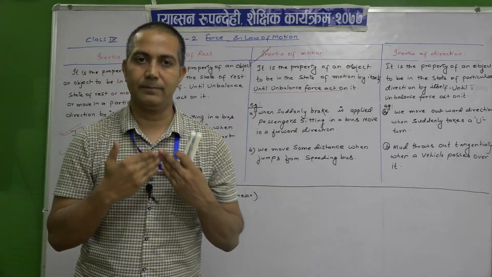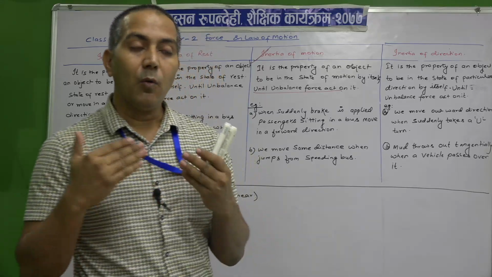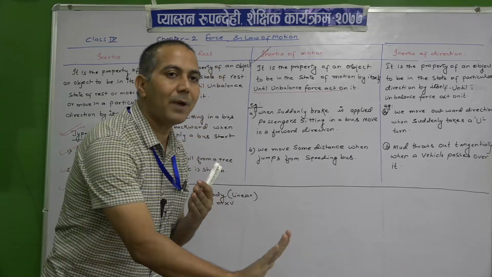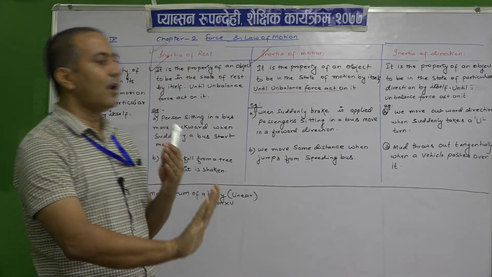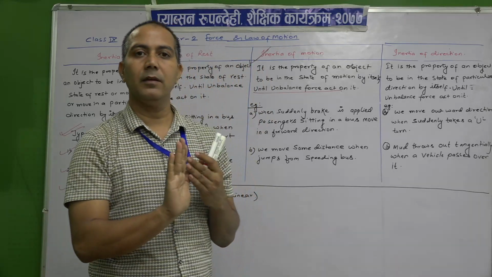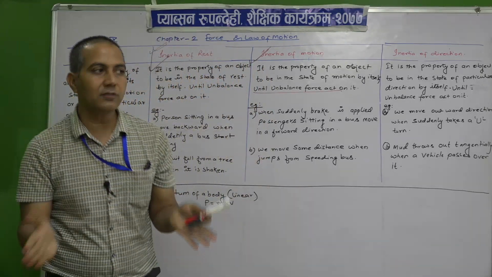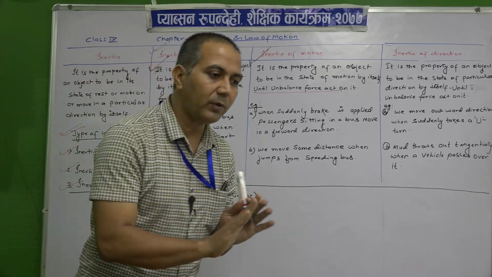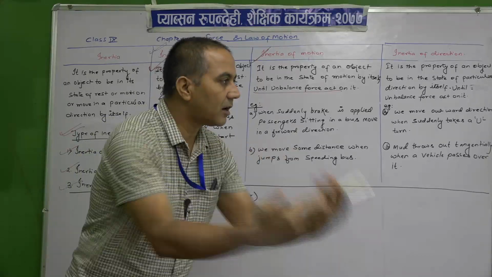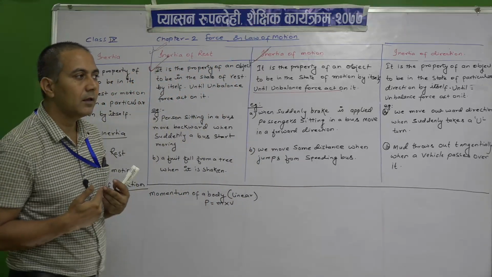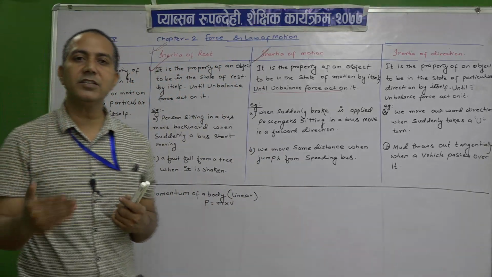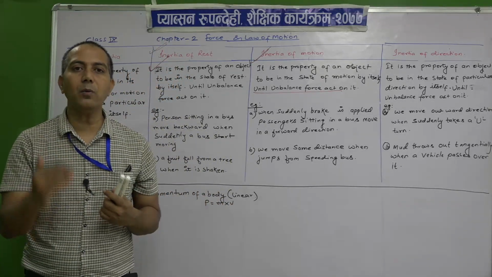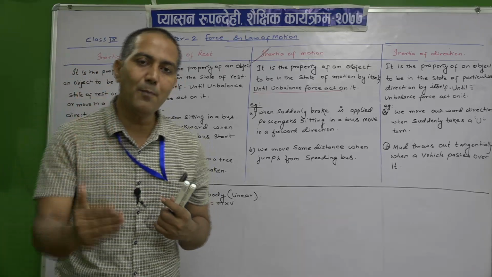Why does it happen? When a brake is applied by a driver, then we jerk forward. In a bike also, bicycle also, car also, bus also, whatever we are moving in, when we suddenly stop, we will jerk forward. Why? That is because of inertia of motion. How? The question is right, how is it due to inertia of motion?